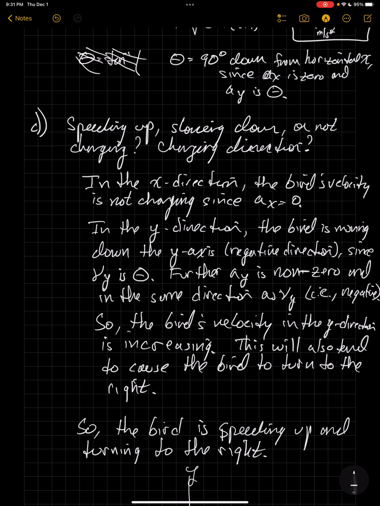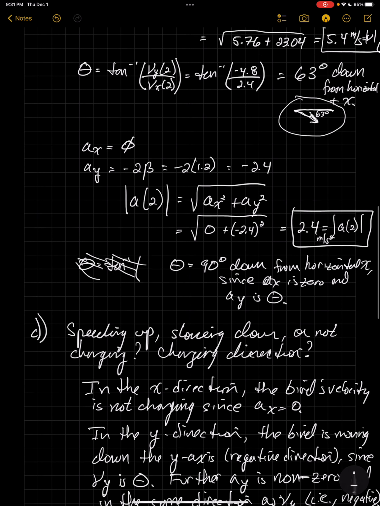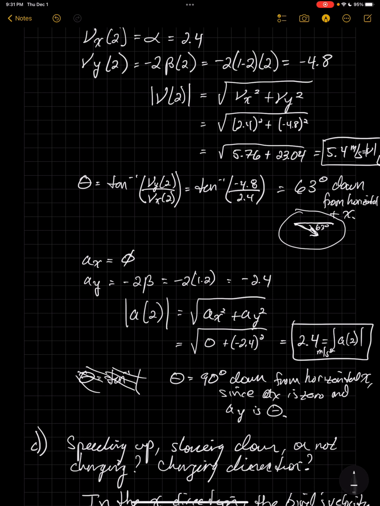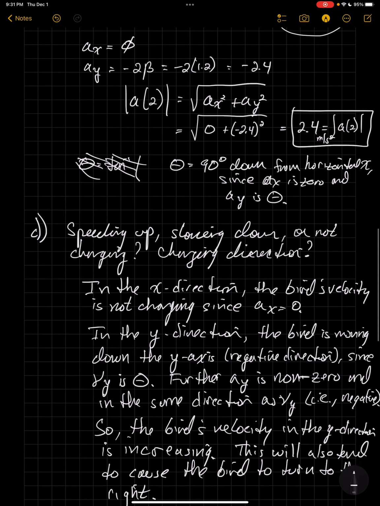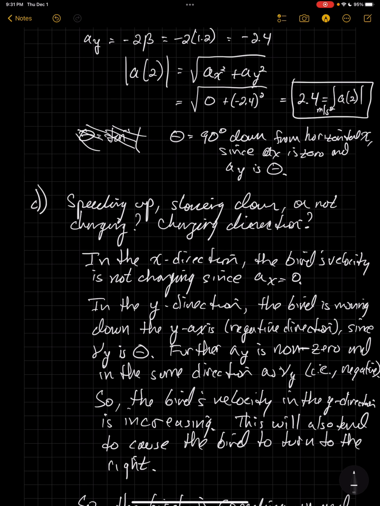Further, ay is non-zero, and it has the same sign as vy. In other words, the acceleration in the y direction is negative, just like the velocity in the y direction is negative. So the acceleration in the y direction is negative 2.4 meters per second squared, and the velocity in the y direction is negative 4.8 meters per second. So because the acceleration has the same sign as the velocity and the acceleration is non-zero, it means that the bird's velocity is accelerating in the negative y direction. And so the bird is speeding up in that downward motion in the xy plane.